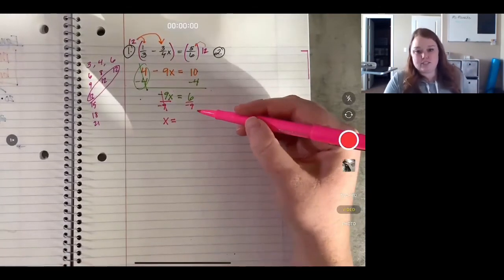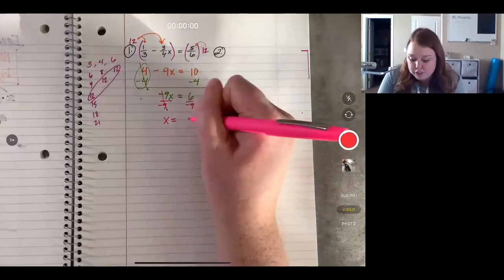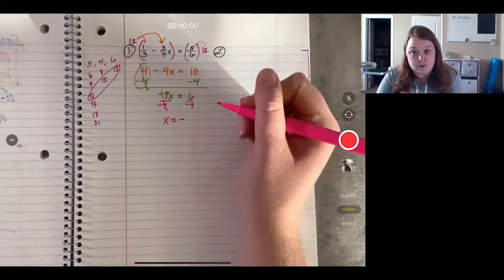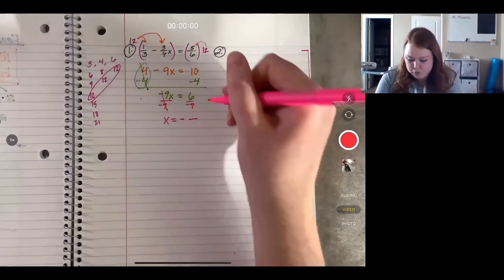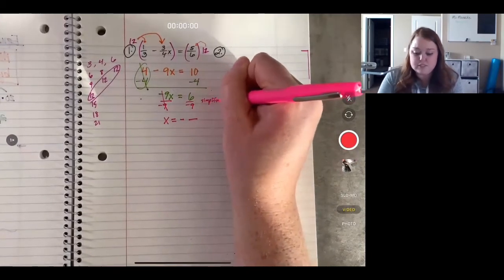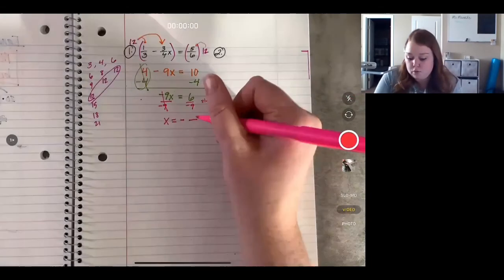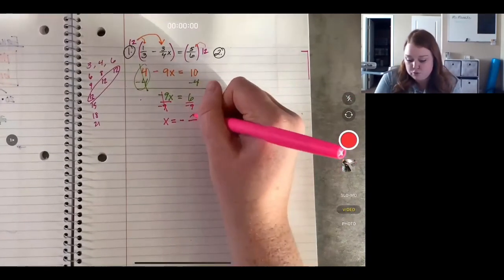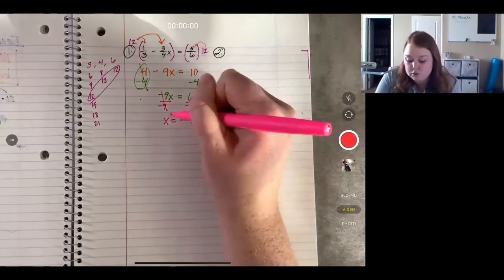6 over -9, so -6/9. You are going to have a negative fraction here. I'm just going to put the negative sign out front rather than top or bottom. But you have to make sure this is in simplest form, so simplify. 6 and 9 are both divisible by 3, so if we divide each of those by 3, we get 2/3. So the final answer is x equals -2/3.